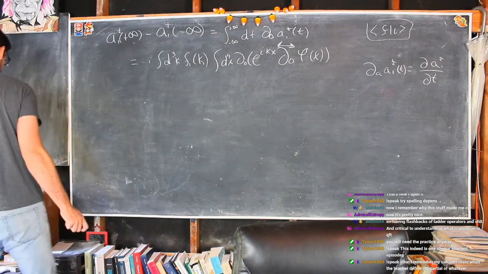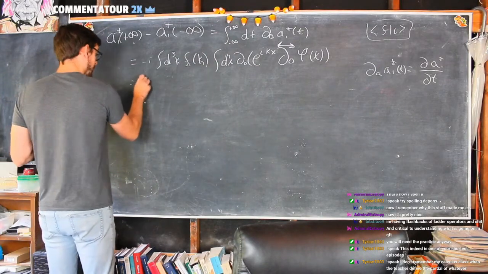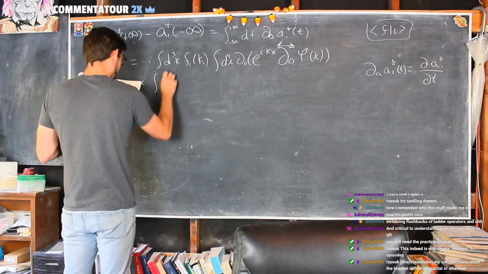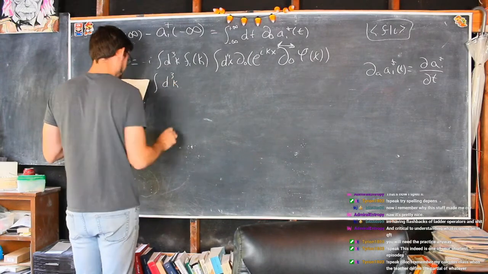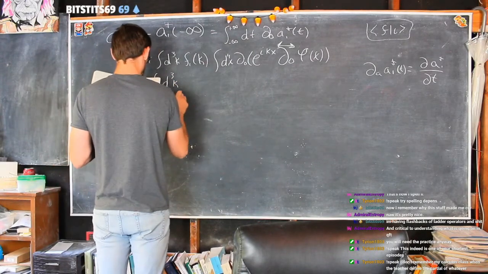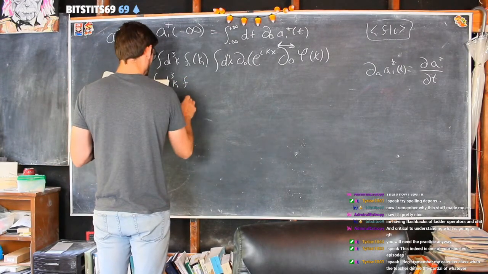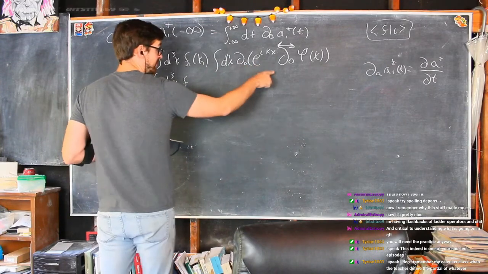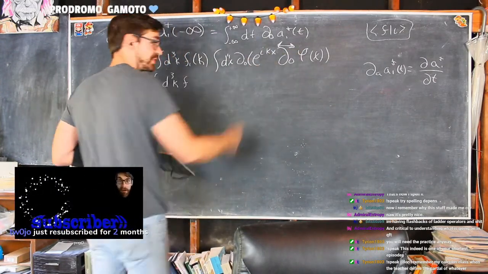And now we'll get the following. Integral of d3k. So we're going to take this, and now we're going to actually apply this. Remember what I said this was? That means we're applying it to both sides.